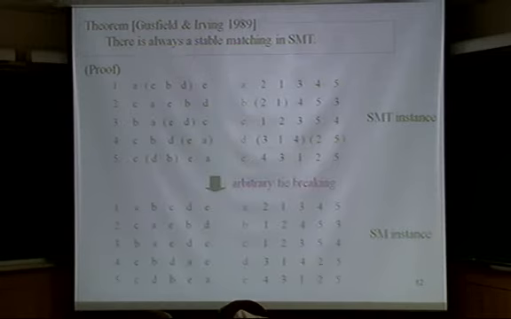Just break ties arbitrarily as you like. Then we have the original SM instance without ties, and we already know that it has at least one stable matching. It is not hard to see that this matching is also stable in the original instance. And so this gives a polynomial time algorithm, so one can be found in polynomial time.